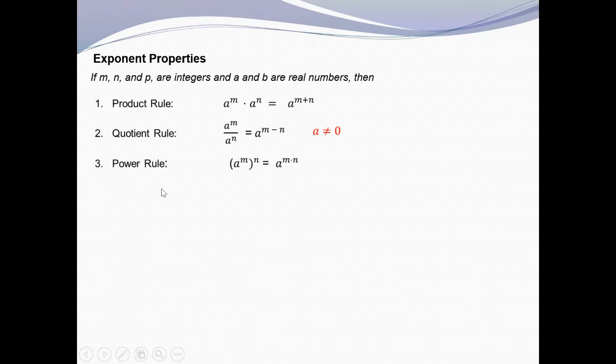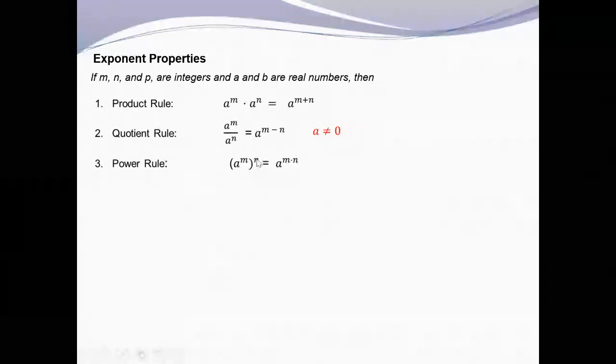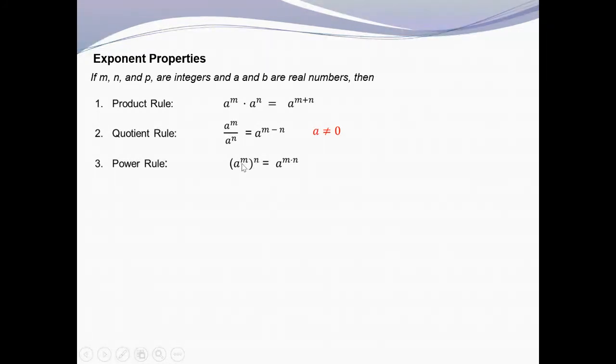Property number 3. This is called the power rule. If you have parentheses a to the m, close parentheses, raised to another power, in other words, if you have a power raised to a power, then you multiply the powers. So it's going to be a to the m times n. This is called the power of the product rule. If you have parentheses a times b to the n power, then it's going to be a to the n times b to the n.